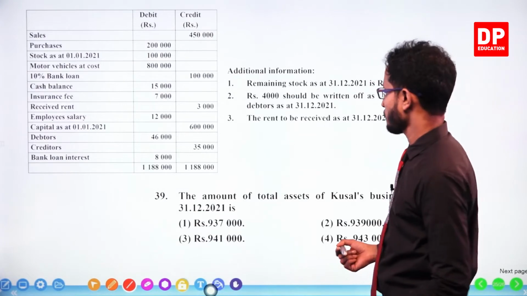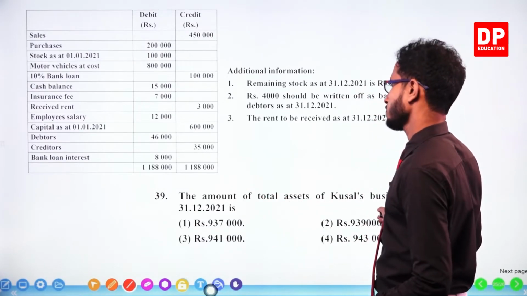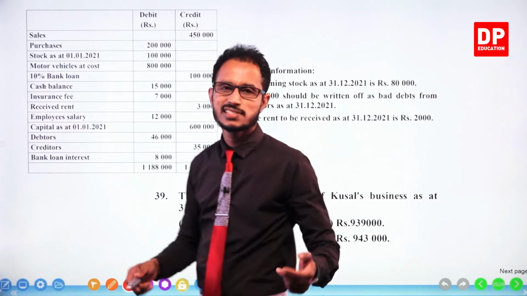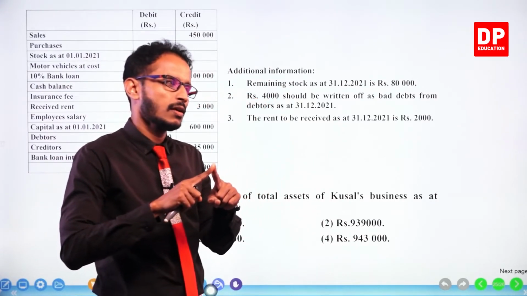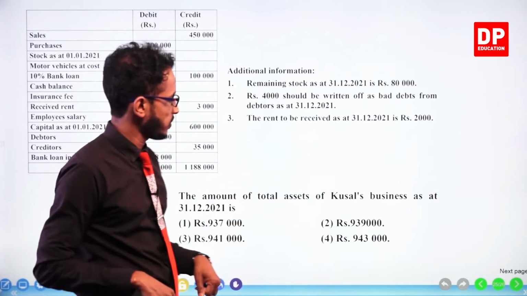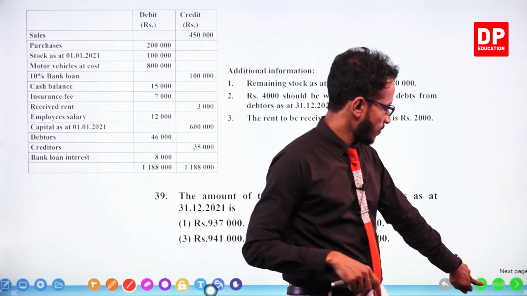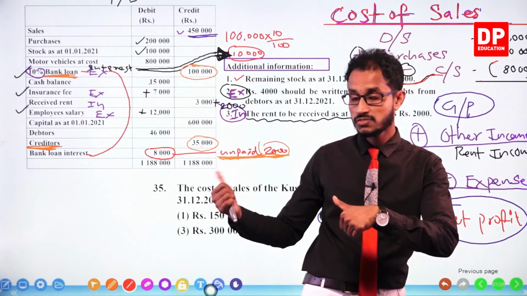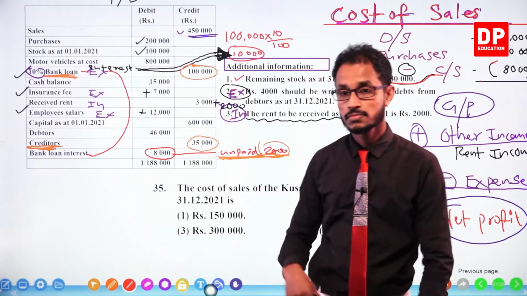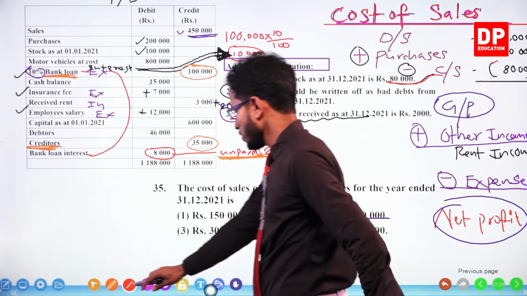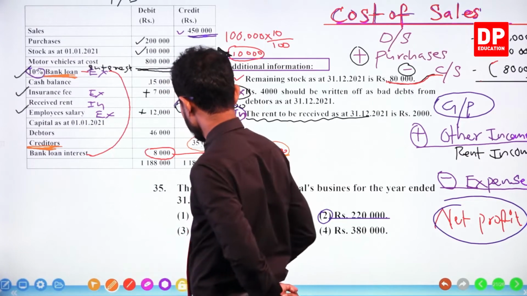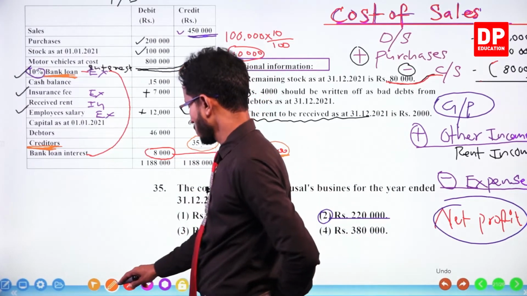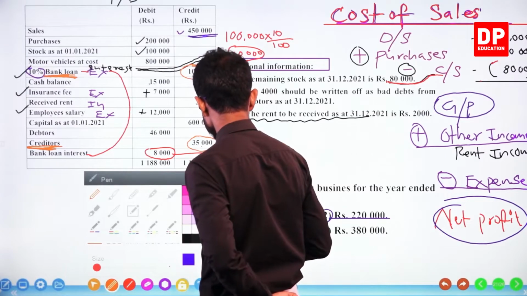Now 39th question. Amount of total assets of Kusal's business. Total assets. Well, now we have to go back to where we have done all our workings. Assets. Let's mark assets. Use another color, blue.